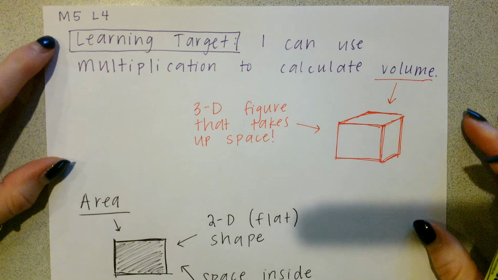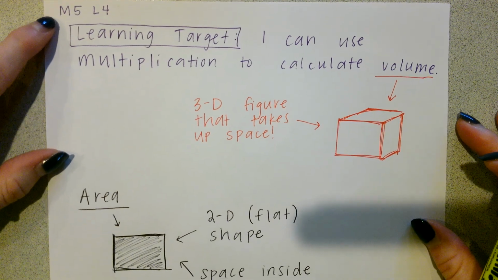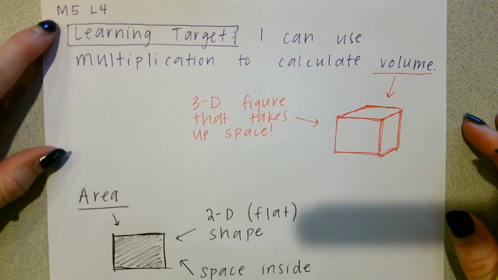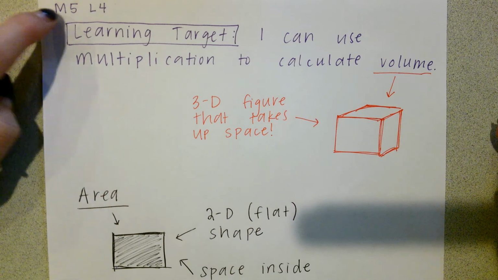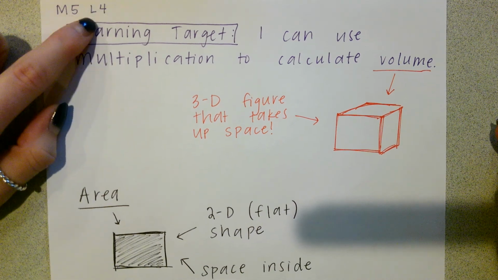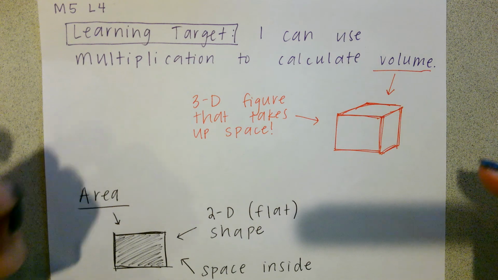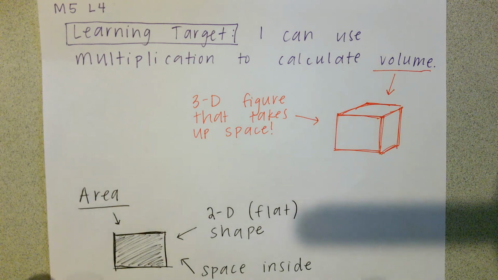So for our new lesson, when you see like M5L4 on your work in Google Classroom, that is just a note for me to say that we're in Module 5, Lesson 4. So that's what those mean.